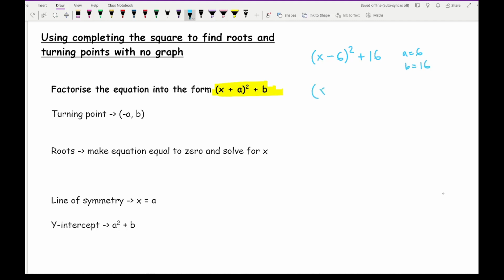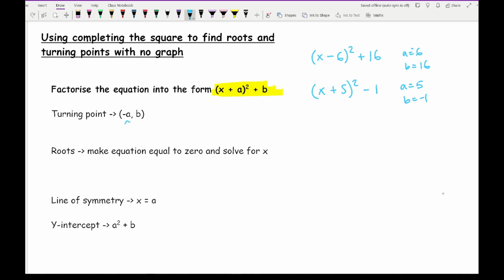I could end up with x plus 5 squared minus 1, where a equals positive 5 and a equals minus 6 there, and here b equals minus 1. So again, just be mindful of that, because the format says, in the sort of template, it says plus, a and b could be negative values. Now your turning point is at this coordinate here.